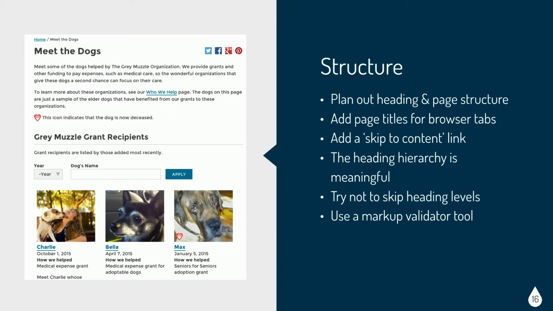So the easy wins we're going to talk about today: it's really easy to plan out the heading and page structure ahead of time and make sure it makes sense to readers. Maybe get another set of eyes to look at it. Adding page titles in browser tabs and skip content links are good for screen readers as well. The heading hierarchy should be meaningful, and try not to skip heading levels. You're going to have an H1 and an H2 and an H3, not an H1 and an H4 and an H2. You don't want to jump around if you can avoid it. You want it to make sense.